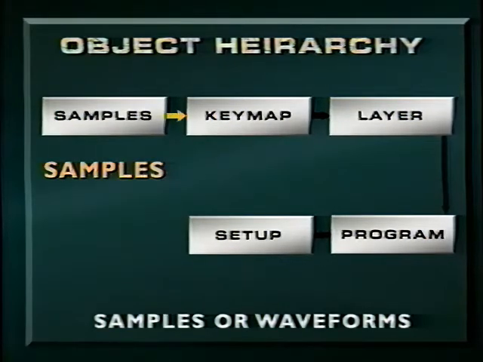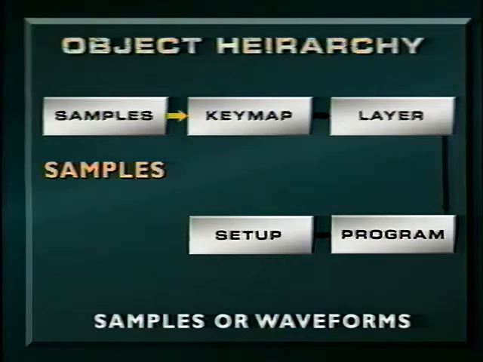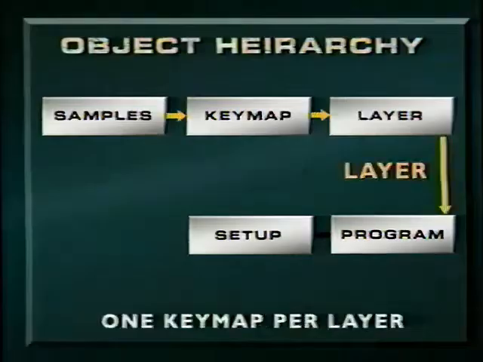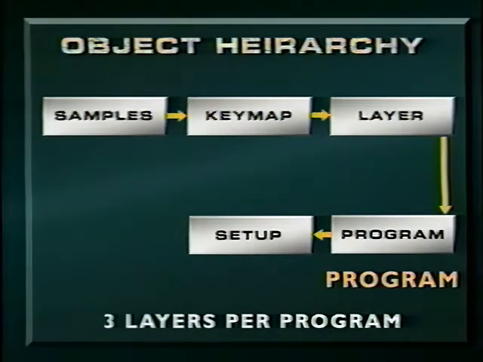The basic unit of a sound is a sample. This can be one of the samples or waveforms in ROM, or a ROM sample you have edited, or a sample you have created yourself or loaded into sample RAM. The K2500 treats ROM and RAM samples the same way. The next level is the key map. A key map is a group of one or more samples assigned across the keyboard, with each sample assigned to a range of keys. The key map then becomes the basis for a layer in a program. All of the programming parameters in a layer will be applied to all of the samples in the key map.